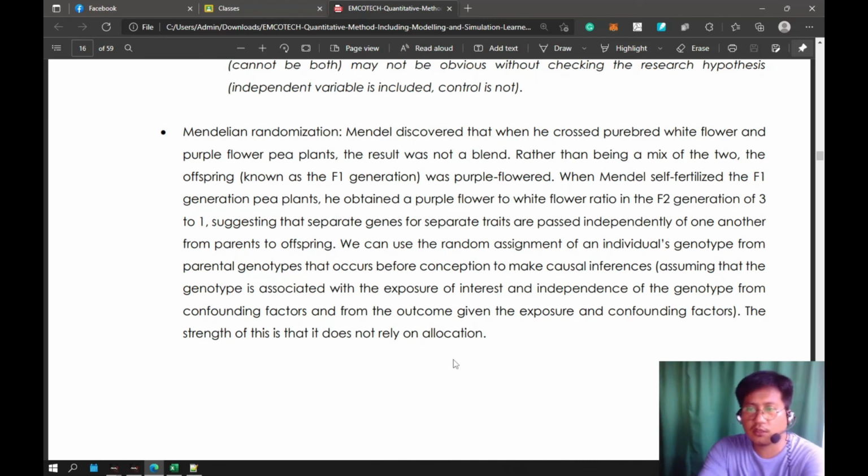So we can use the random assignment of an individual's genotype from parental genotypes, which occurs before conception, to make causal inferences, assuming that the genotype is associated with the exposure of interest and independent of the confounding factors and of the outcome given the exposure and confounding factors. The strength of this is that it does not rely on allocation, so it is a randomization. So the Mendelian randomization of crossbreeding. Okay.